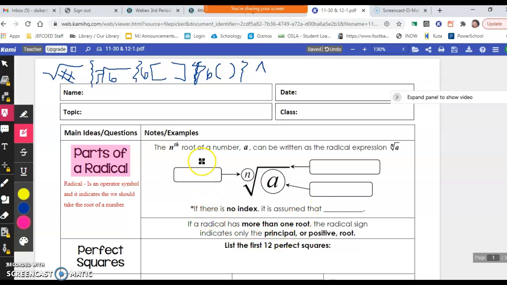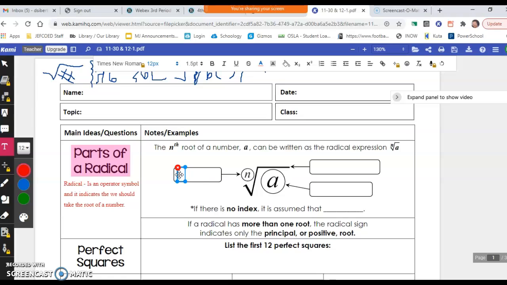If you guys remember a couple weeks ago when we were talking about sequences, when we were finding the nth term, you know that n stood for any number. Well, you can find the root of any number. You primarily think of square root, but there are other roots as well. The nth root of a number a, which is just a value, can be written as a radical expression like is shown in the diagram. The first thing we're looking at, guys, is that n, which is considered to be our index.